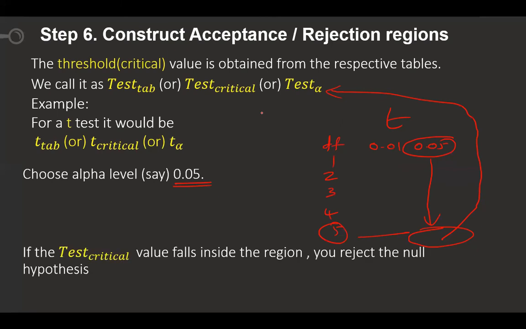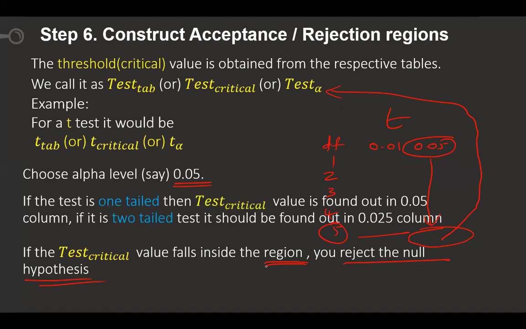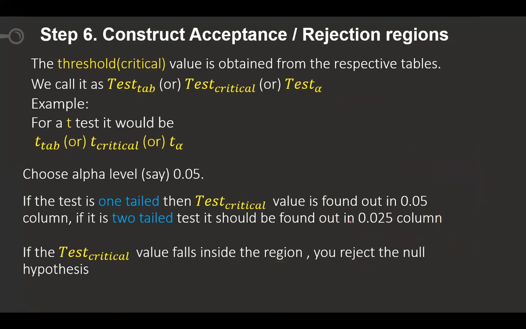Okay, so now if the test critical value falls inside the region, you will reject the null hypothesis. So in the diagram, if it falls inside the region, then you reject the null hypothesis. Otherwise, we will accept it, right? If the test is one-tailed, so we have to understand. And if it is two-tailed, it is split into two parts. We have done it already in the previous screen, right?